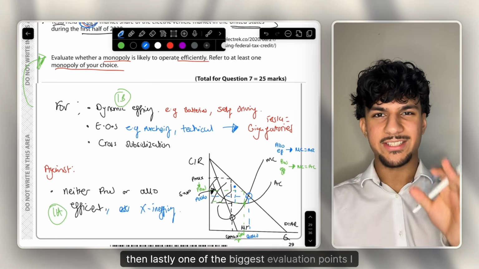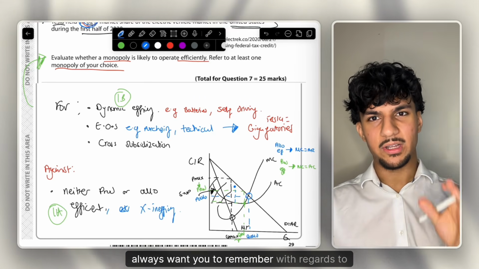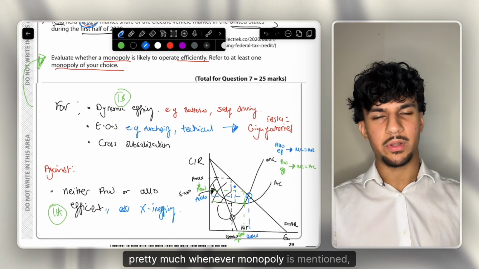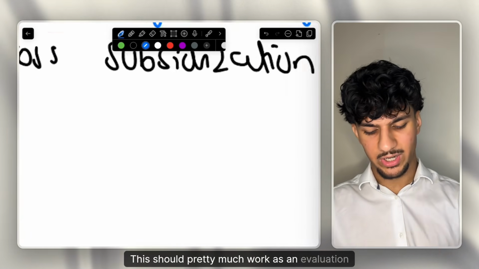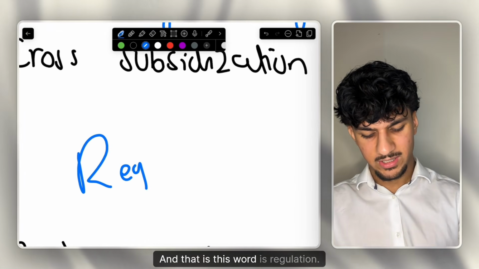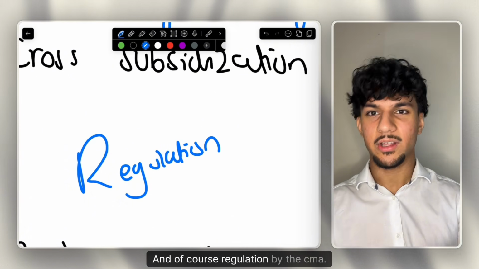And then lastly, one of the biggest evaluation points I always want you to remember with regards to monopolies, pretty much whenever monopoly is mentioned, this should pretty much work as an evaluation point, and that is this word. It is regulation, and of course regulation by the CMA.